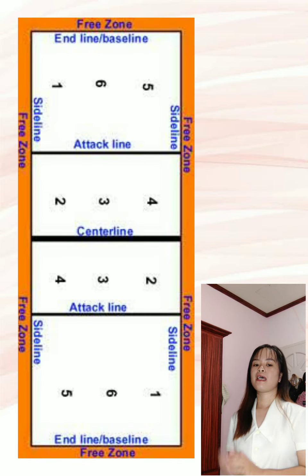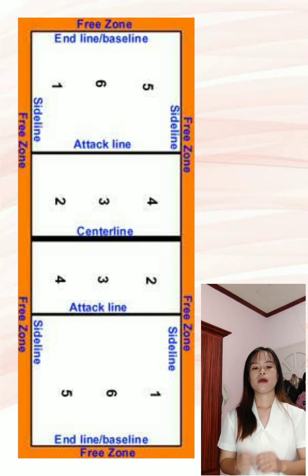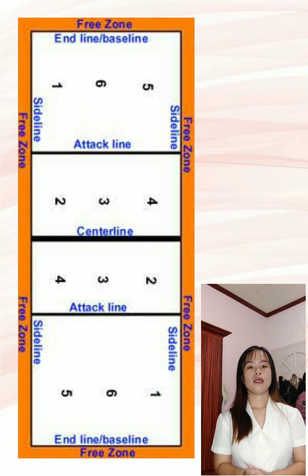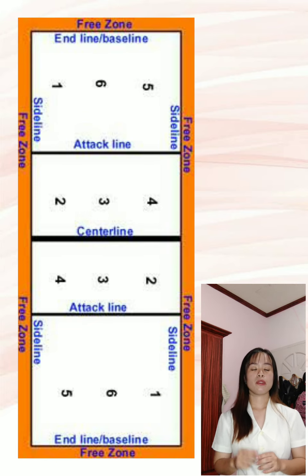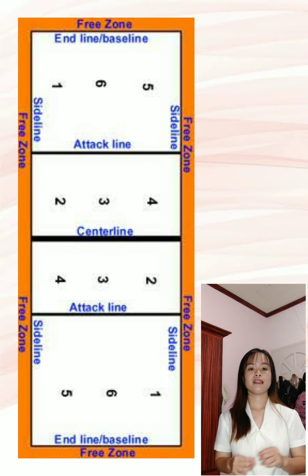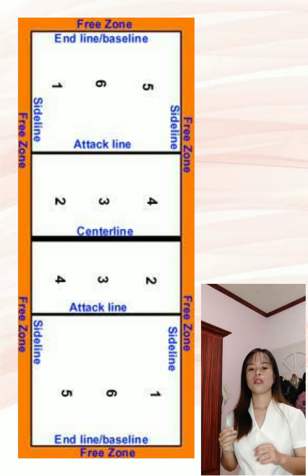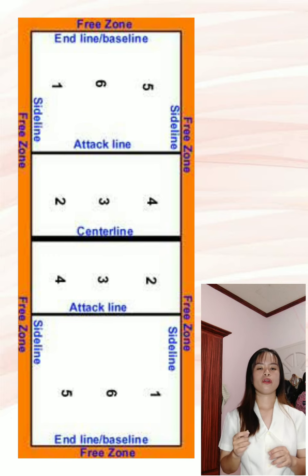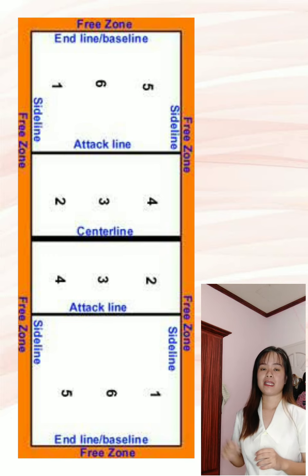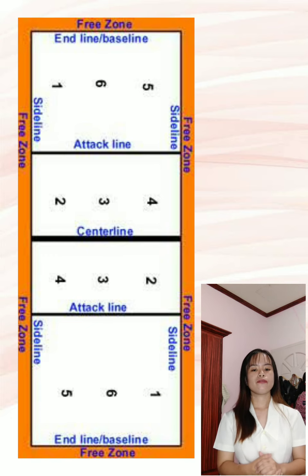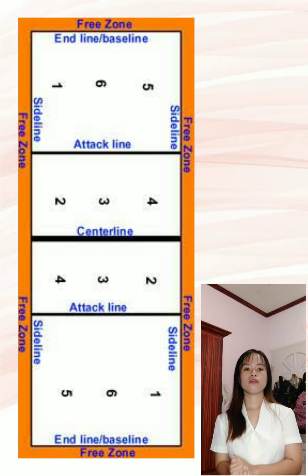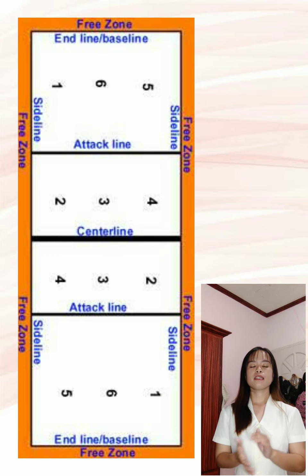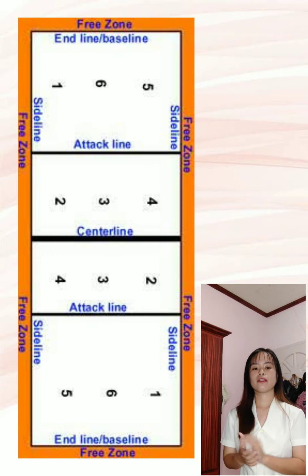The first one is the end line. The end line is the back boundary line on a volleyball court. The line is 2 inches in width and is 30 feet or 9 meters from the net. Next is the sidelines. These are the two lines that run the length of the court. They are a total of 60 feet long and line up with the antennas that designate the side boundaries of the court.